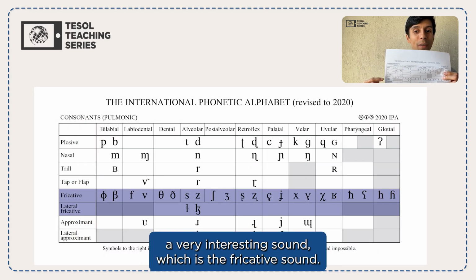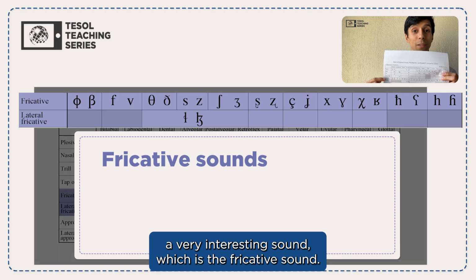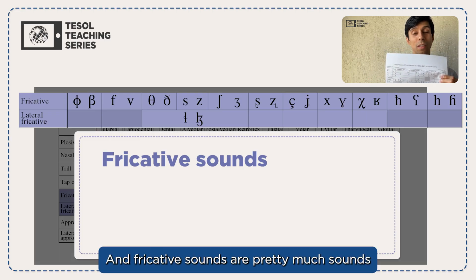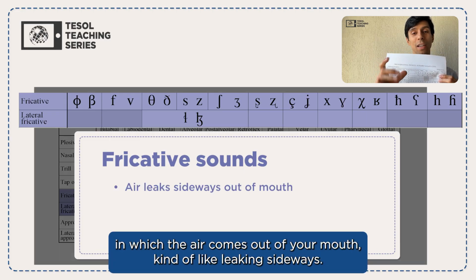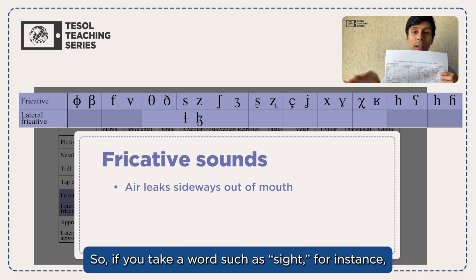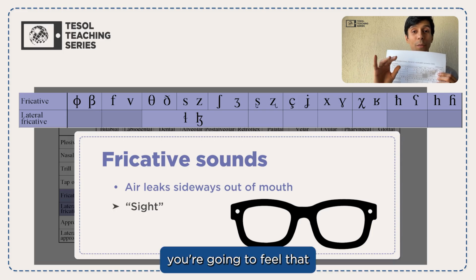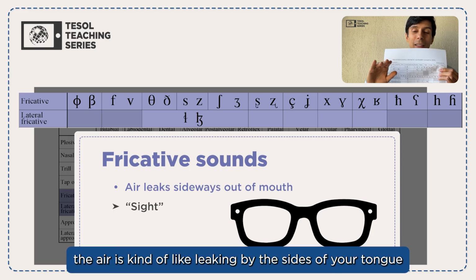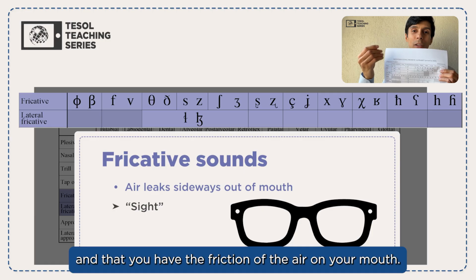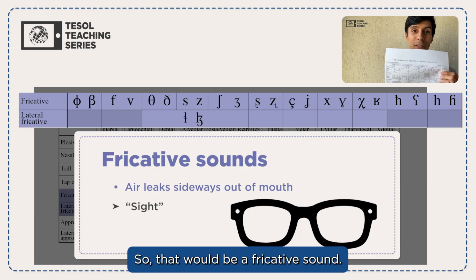After that, we're going to have a very interesting sound, which is the fricative sound. Fricative sounds are sounds in which the air comes out of your mouth, kind of like leaking sideways. So if you take a word such as sight, for instance, you're going to feel that the air is leaking by the sides of your tongue, and that you have the friction of the air in your mouth. So that would be a fricative sound.